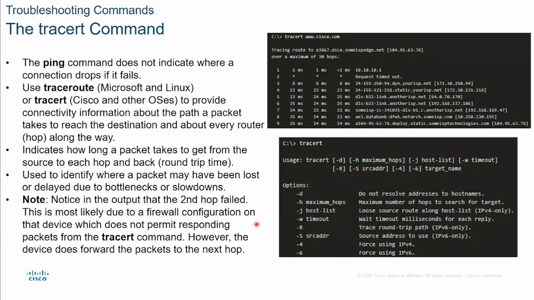So when a packet is moved from one router to another, it's called a hop. All right. The traceroute command indicates how long a packet takes to get from the source to each hop and back, which is the round trip time. Also, it's used to identify where a packet may have been lost or delayed due to bottlenecks or slowdown. So notice that in the output the second hop failed, right?